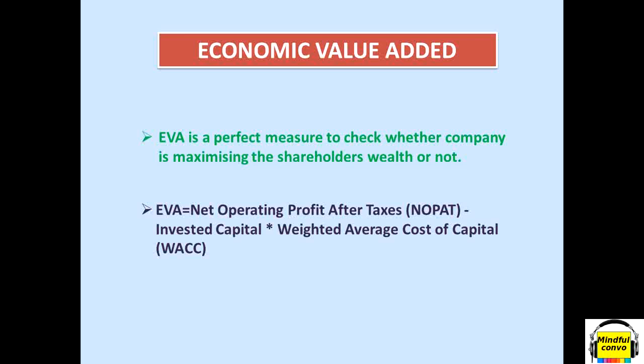So EVA is basically a measure of whether a company is maximizing the shareholders' wealth or not. In APM exams you will see that to measure a company's performance we generally calculate profit to assess whether the company is doing well or not. The objective of a company is to maximize the shareholders' wealth. There could be various parameters to measure this objective, but EVA will be the perfect measure.